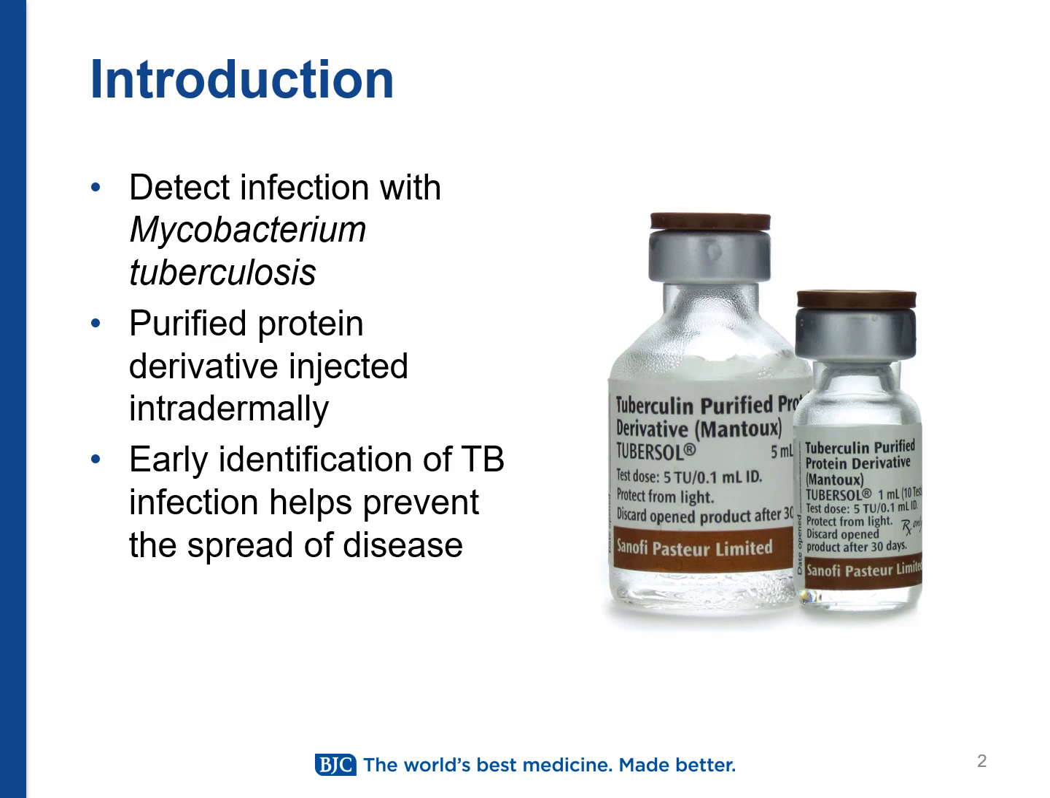We inject a small amount just under the skin, and if the immune system has been exposed to TB in the past, it reacts by producing a small, raised, hardened area. Detecting this response helps us identify infection before it becomes active disease and prevents the spread of TB in the community.